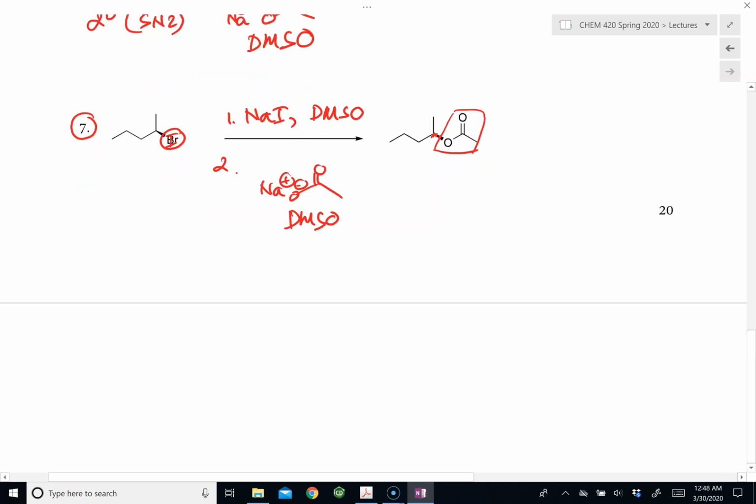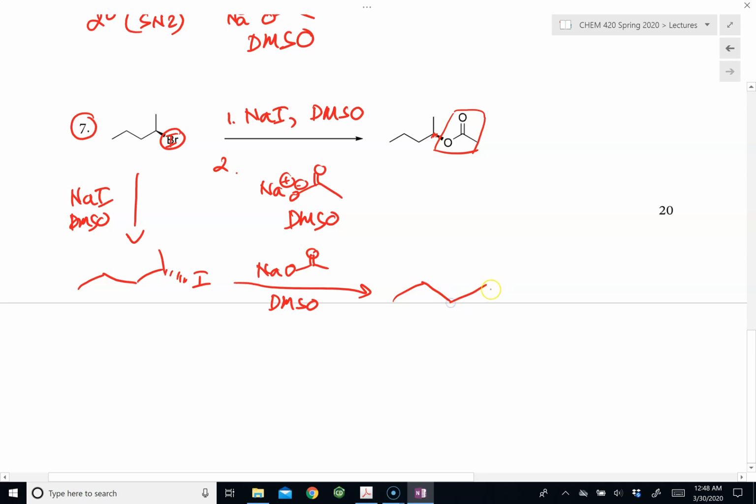And if we were to now draw the product of each of these steps, when we perform the first reaction, we will be able to get this product. And now when we take this and treat it with the second reagent, it will do another SN2 reaction. And now the product will be inverted, and we end up with the right stereochemical outcome.